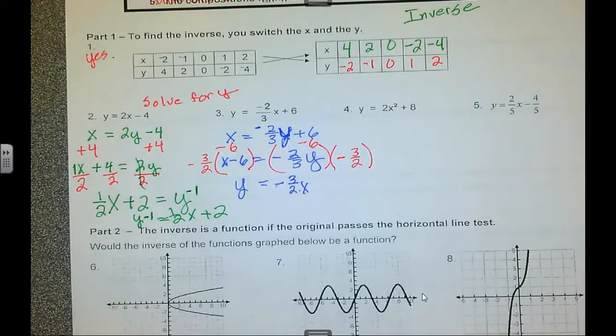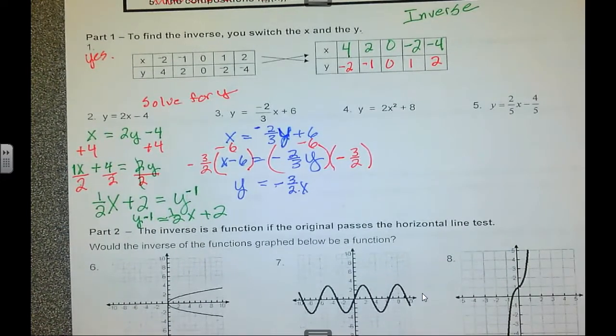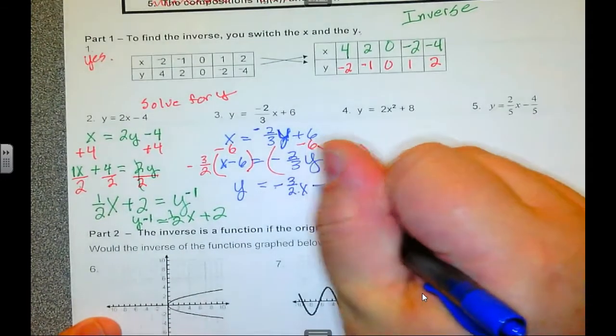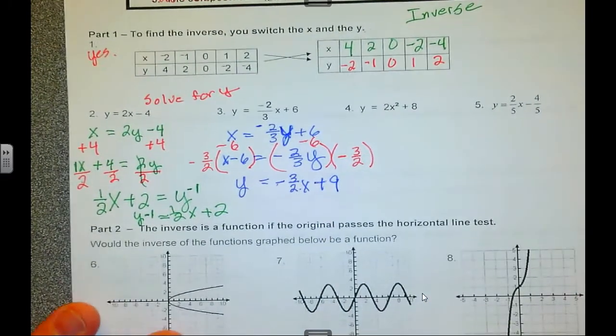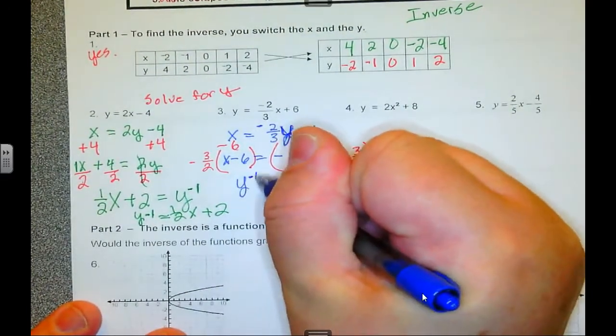What do you get? Nope. Negative 3/2 times negative 6. Nine. That is my inverse function. So I can put a little -1 there.